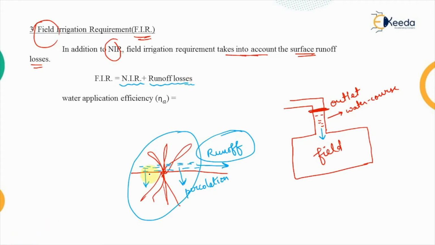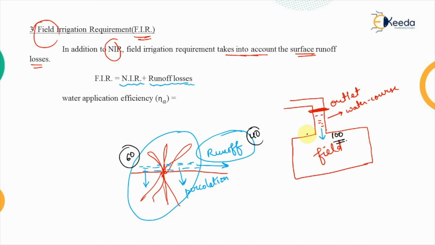Therefore, for example, if we have 60 units of water which is required by the crop, and 40 units is the amount of water which is lost as the runoff, that means we need to supply 100 units of water to the field, and that is nothing but the field irrigation requirement.